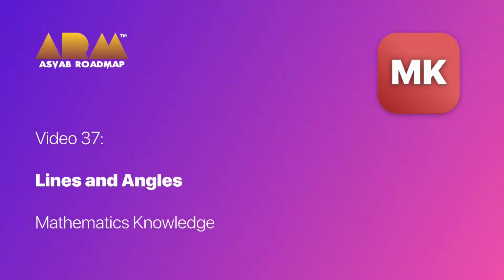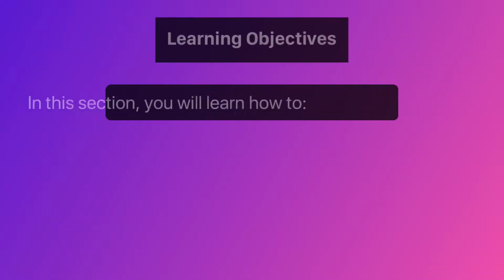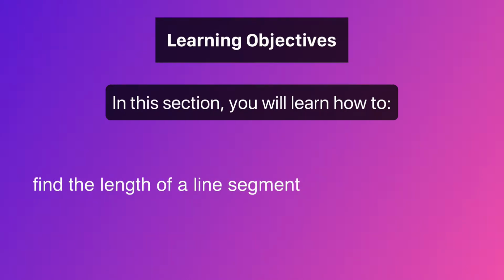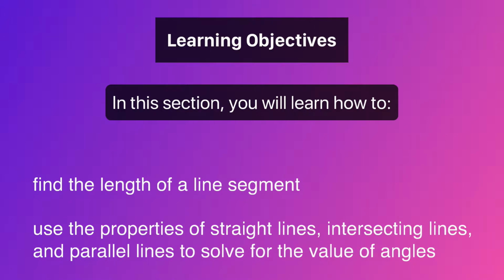Today's lesson is about lines and angles. So let's go over some learning objectives. In this section, you will learn how to find the length of a line segment, and use the properties of straight lines, intersecting lines, and parallel lines to solve for the value of angles.